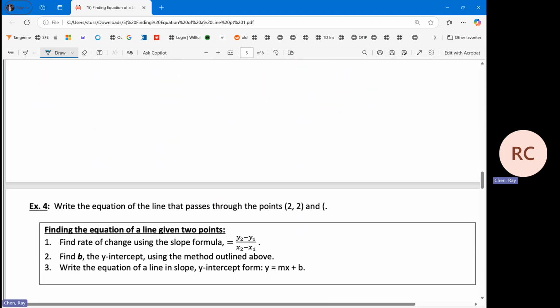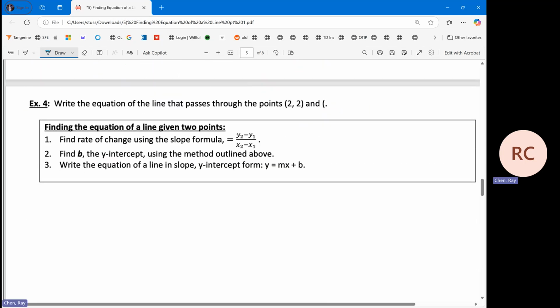Let's keep on going. Example 4. Unfortunately, this example got cut off, so I don't know what it's showing in your workbook. Maybe we'll have to make it up. I'm going to make this up.